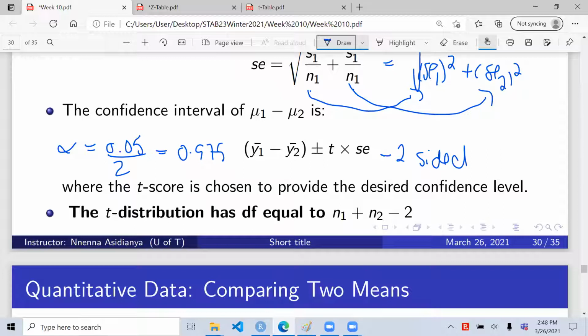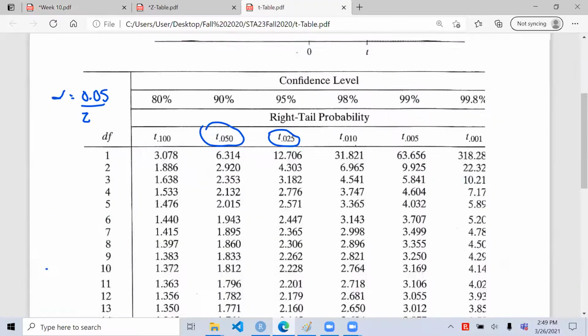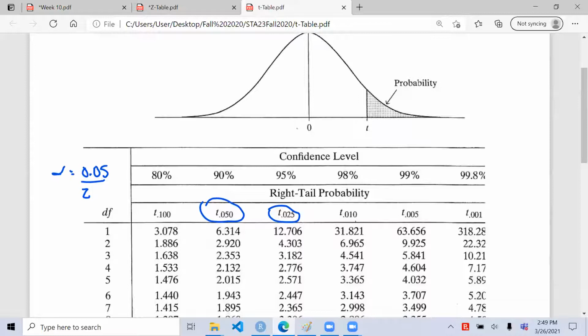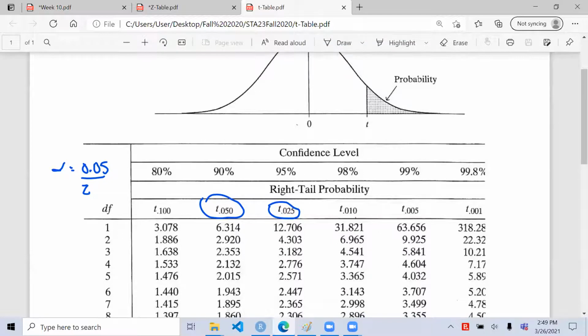Technically speaking, it's really 0.025. But when you look at the T-table, that gives you the upper tail here. So what you're really saying is this is the 97.5 percentile, for 0.025, right?